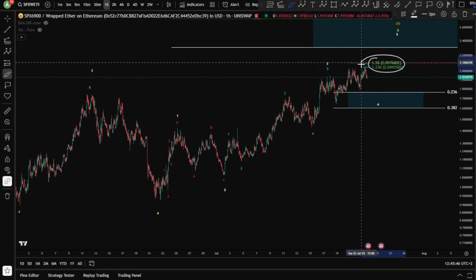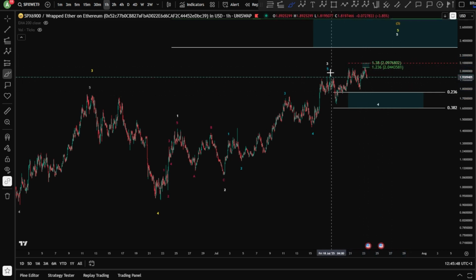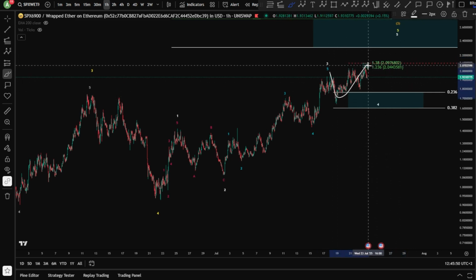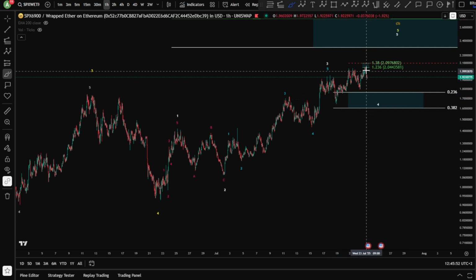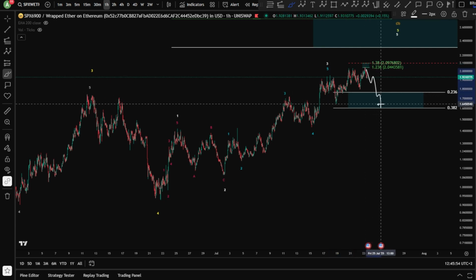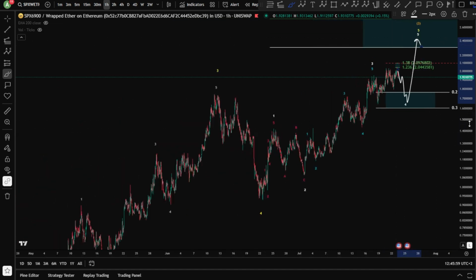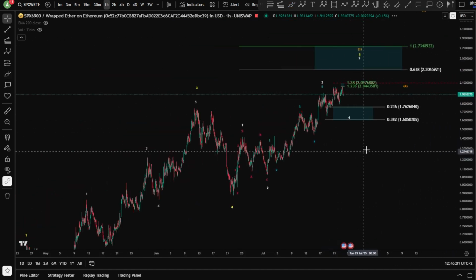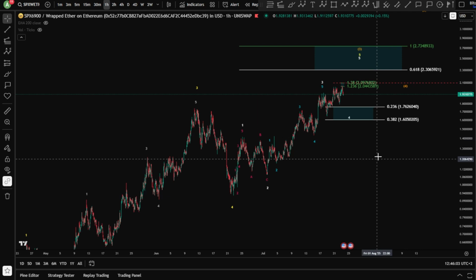We have hit perfectly the fib level required already for an expanding flat A, B and a C toward the downside. So I'm expecting a little bit stronger impulse for lower prices before we continue the trend for higher again. That was it for SPX 6900.